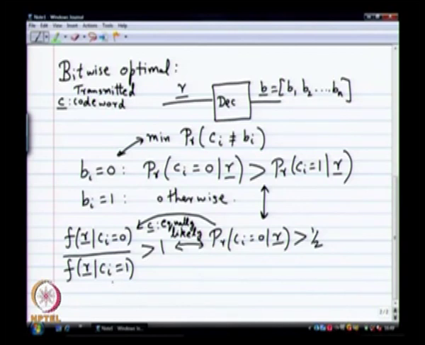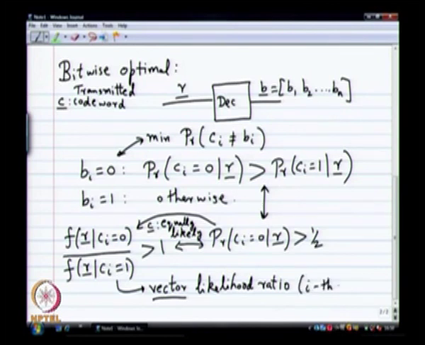And this I called as the, what did I call this? This was the vector likelihood ratio for the ith bit. Vector, because we are looking at the entire vector R. This is the likelihood ratio for the ith bit, because it is Ci. Okay, so I think this is pretty much where we stopped in the last lecture. So this is a good point to continue once again. Are there any questions on this? This is reasonably clear.